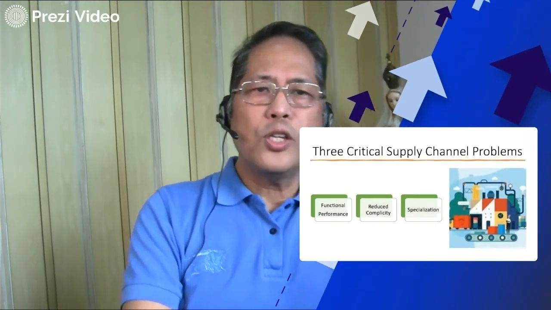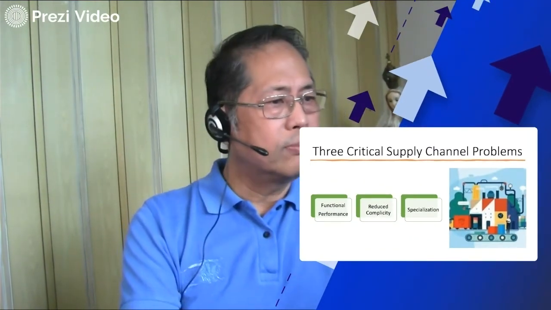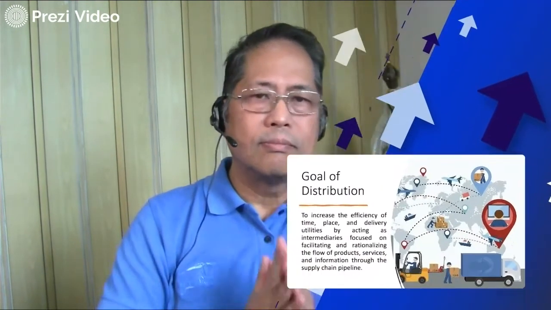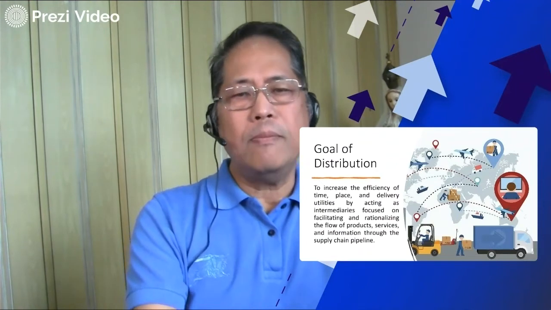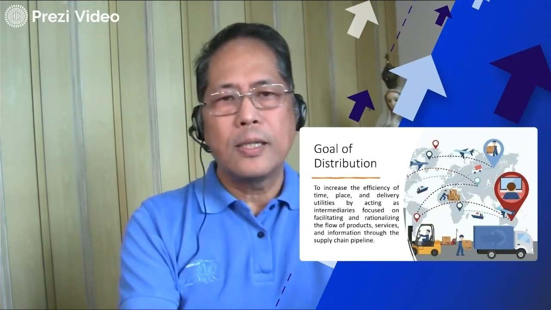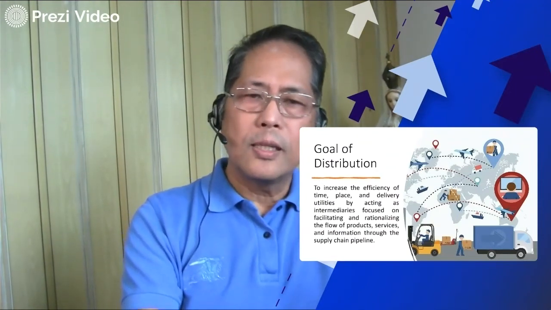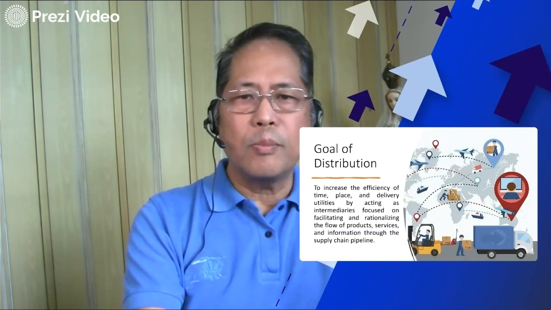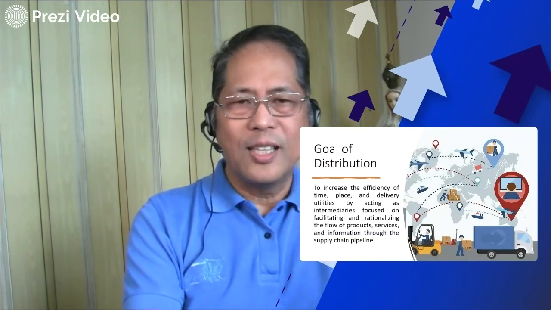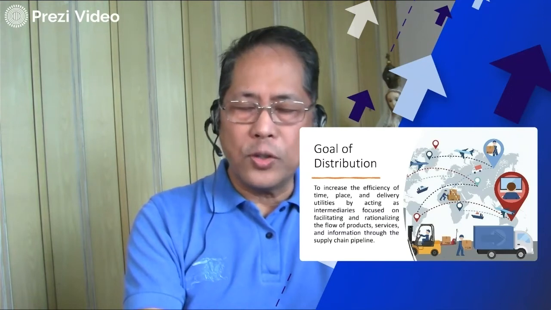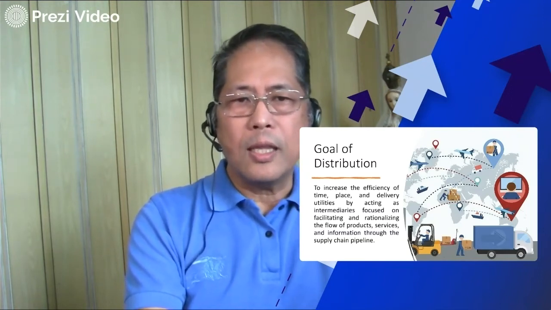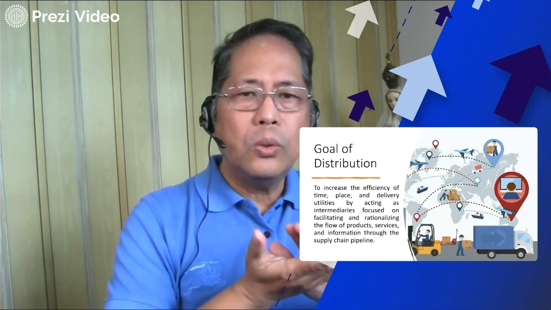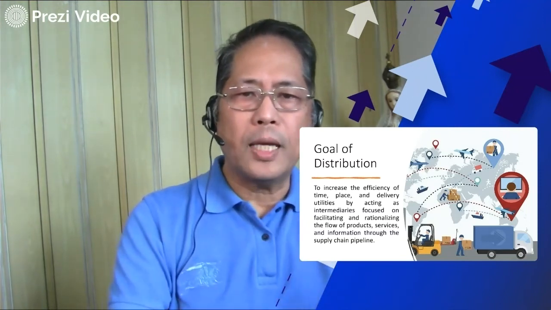The goal of distribution is to increase the efficiency of time, place, and delivery utilities by acting as intermediaries focused on facilitating and rationalizing the flow of products, services, and information through the supply chain pipeline.